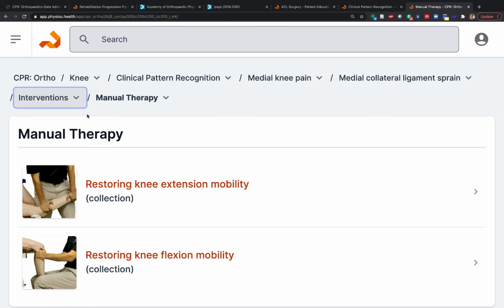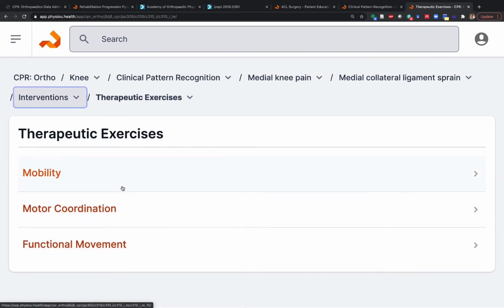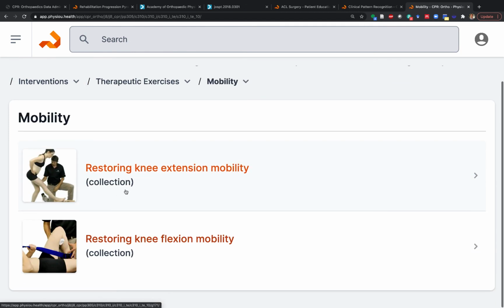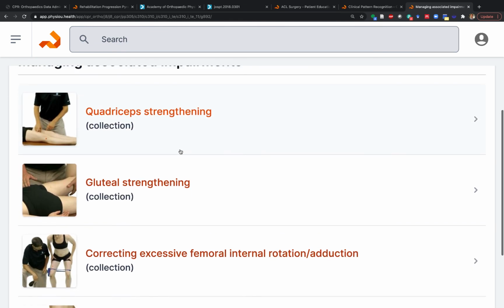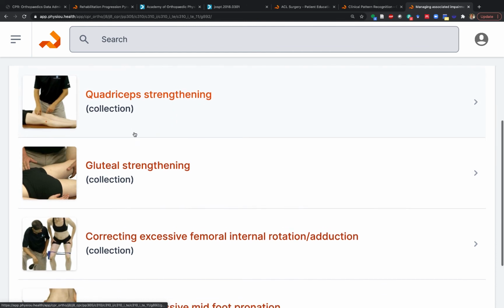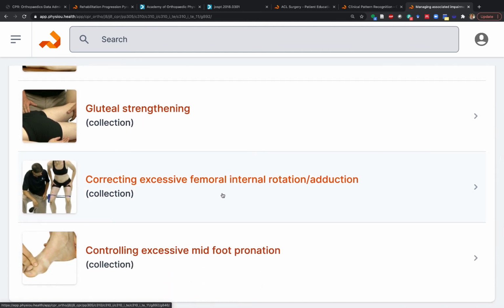We're going to spend a lot of time after we restore the mobility with therapeutic exercises that also restore the mobility, and movement coordination exercises that manage common impairments of glute strength, quad strength, functional movements that might contribute to the problem, like excessive foot pronation. This talks about the regional interdependence related to lower quarter injury, right? So learning how to control midfoot pronation, learning how to control or correct excessive femoral internal rotation and adduction.